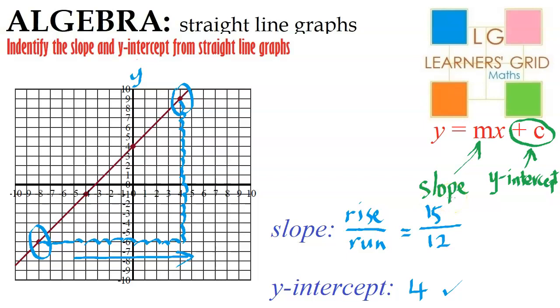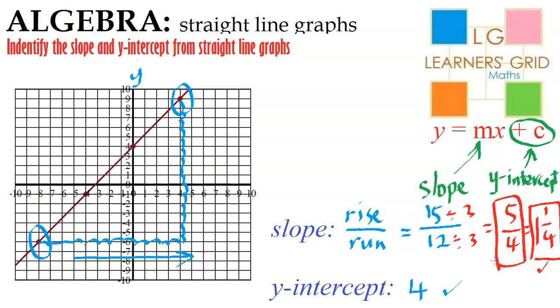15 over 12 is the slope, but I can simplify from there. So I can divide by, what's a common factor? 3. So if I divide by 3, I'm going to end up with 15 divided by 3 is 5. 12 divided by 3, that's 4. Now you can leave it as an improper fraction, or you can convert to a mixed number, 1 and 1 over 4. So either one is fine, but that is the final answer for the slope. 1 1/4 or 5 over 4.